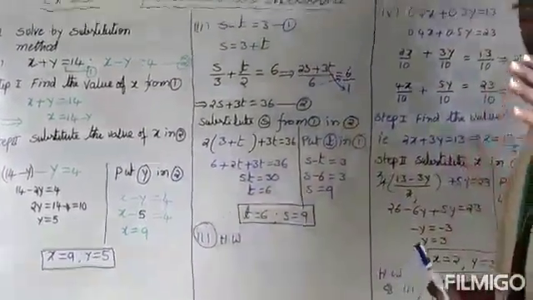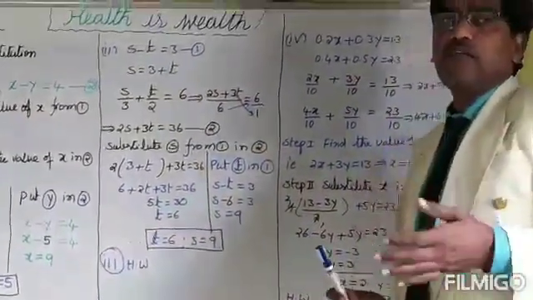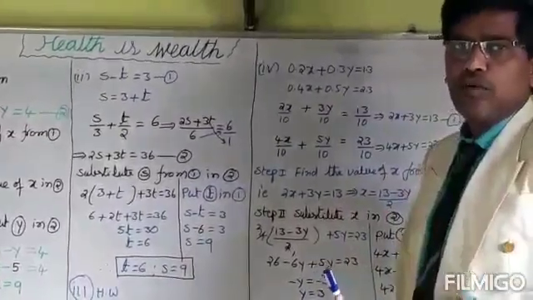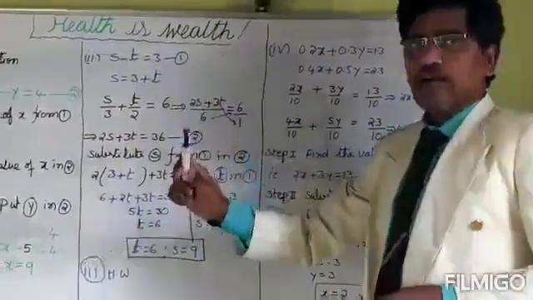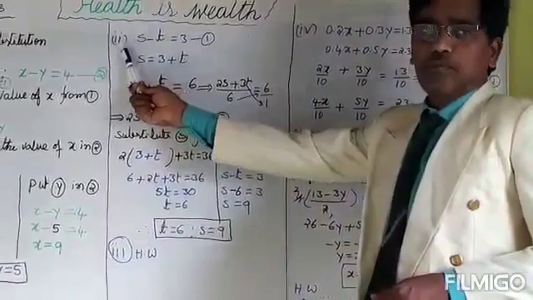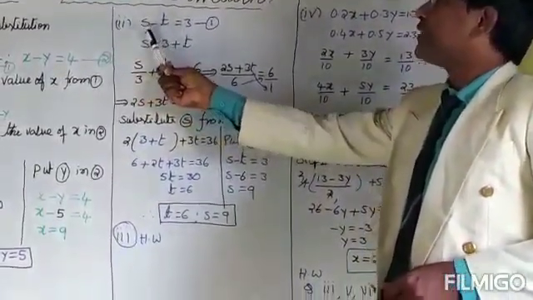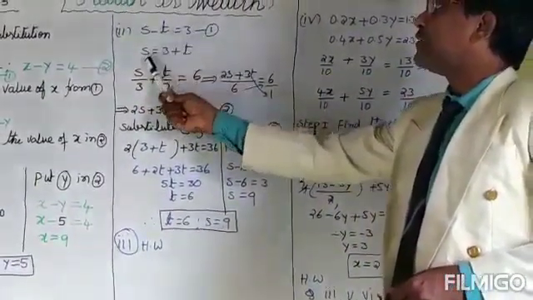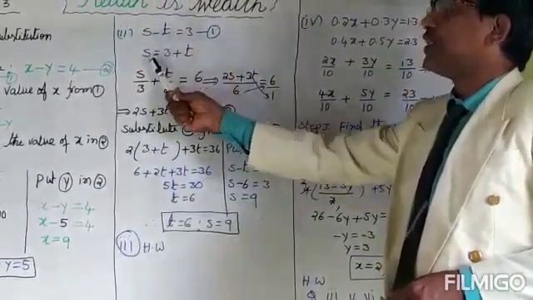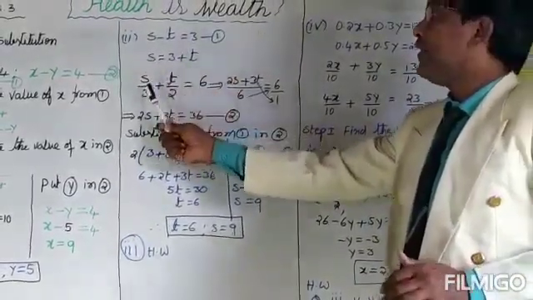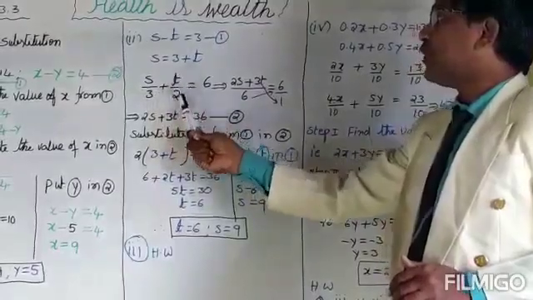Like that, a total of 6 questions are given. Out of that I am taking 3 models for you and the remaining you can do yourself. Apart from that, question number 2: s minus t equal to 3 and s equal to 3 plus t. From this, s I have already found. And here, s upon 3 plus t upon 2 equal to 6.